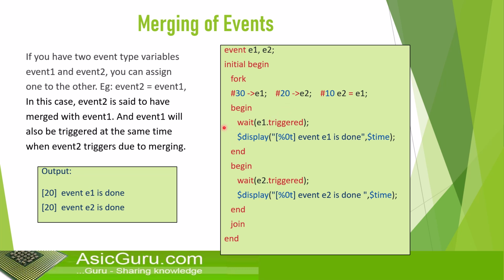So here we have two wait statements, first for E1 and another for E2. Both wait statements are unblocked at time 20, even though E1 was supposed to be triggered at timestamp 30. But because of merging, both of them now trigger at timestamp 20. So that's why both wait statements get unblocked at timestamp 20. This output clearly shows this. This feature can be extremely useful when you coordinate multiple processes through a shared event.